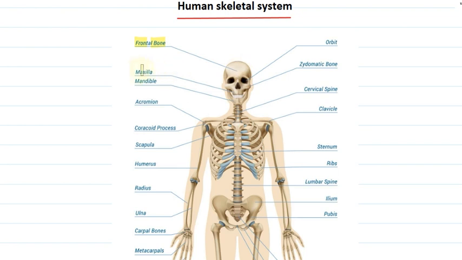Then there is the maxilla. What is the maxilla? It is the bone that forms the upper jaw. We can see it is present at the upper jaw. It forms the upper jaw and it is a major bone of our face.